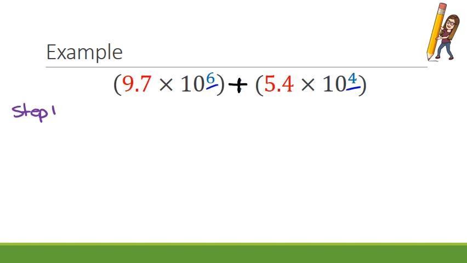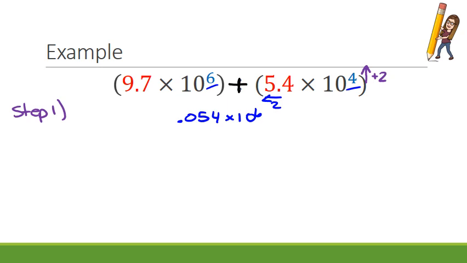sometimes there's some strategy on which one to pick, but I'm just going to pick the 4, and I want the 4 to go up to a 6, which means I'm going to add 2. Which means I'm going to have to move my decimal left 2. So my new number is going to be 0.054 times 10 to the 6th. So take a look at that again. I increased my exponent by 2, so I moved my decimal left by 2.